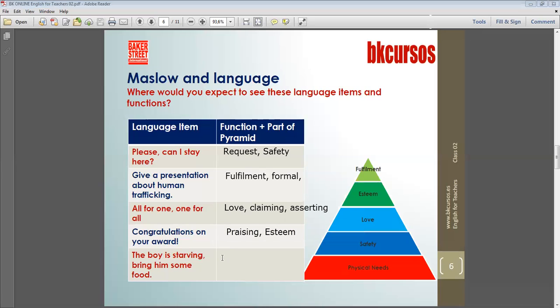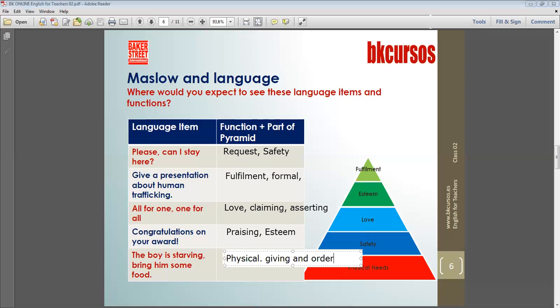And finally, the boy is starving. Bring him some food. That's physical needs. Good. And what are we doing there? Bring him some food. Giving an order. Excellent. All right, so that's interesting.